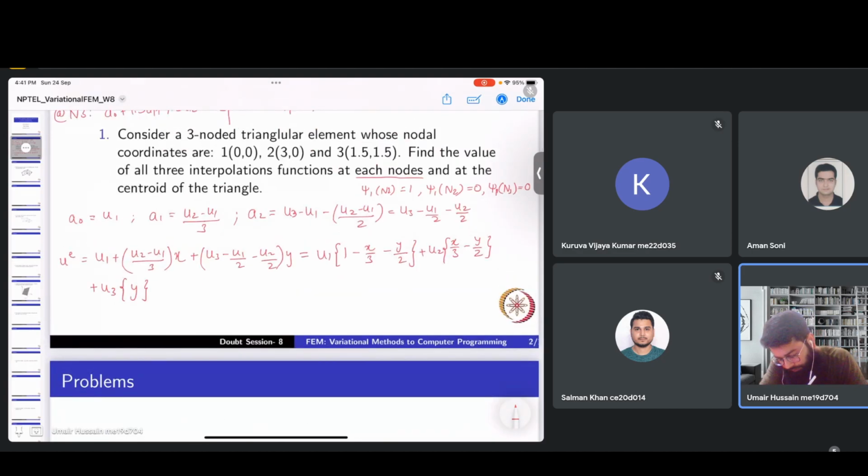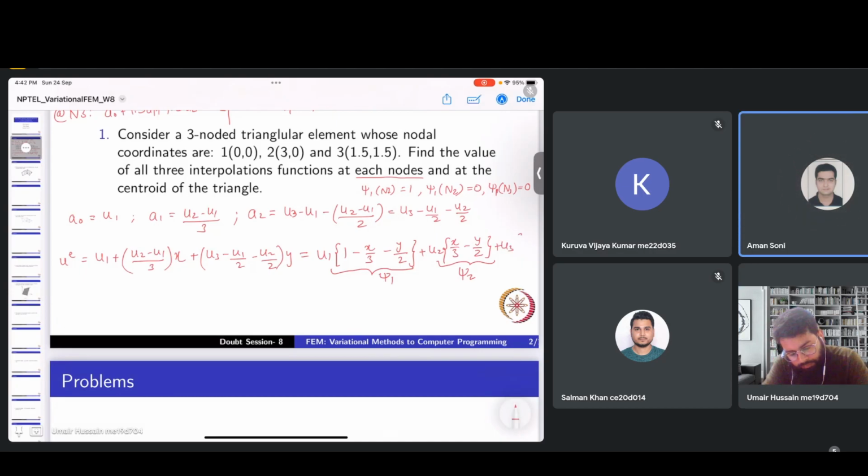Till the end we have psi 1, this is our psi 1, this is the psi 2. Let's move it up there, save some space. Okay, so this is our psi 2.